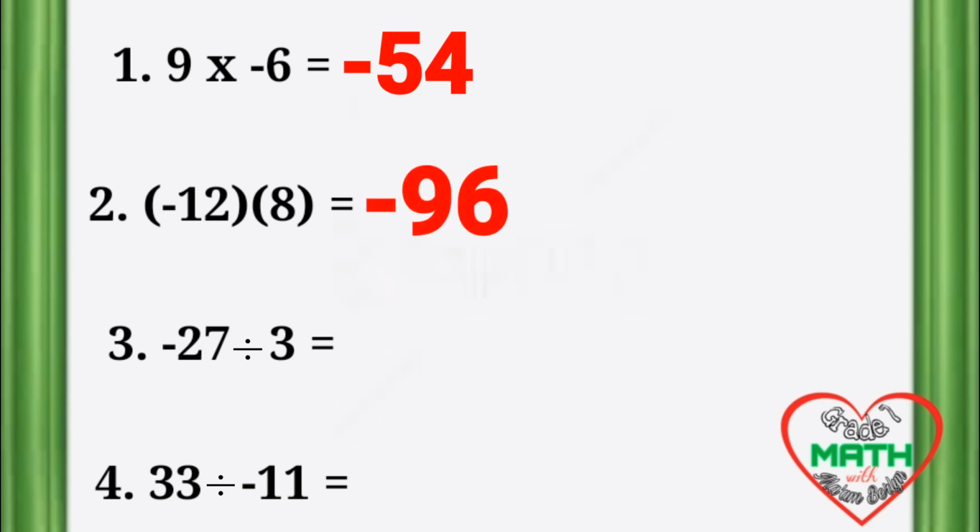Number 3, negative 27 divided by 3. They also have different signs, so their quotient should be negative. Negative 27 divided by positive 3 is equal to negative 9. Number 4, positive 33 divided by negative 11. Of course, the answer is negative 3.